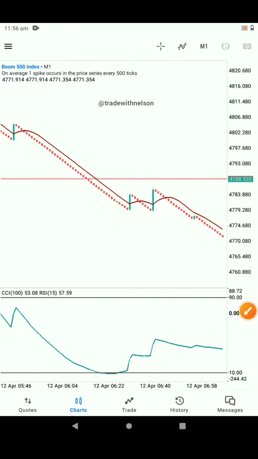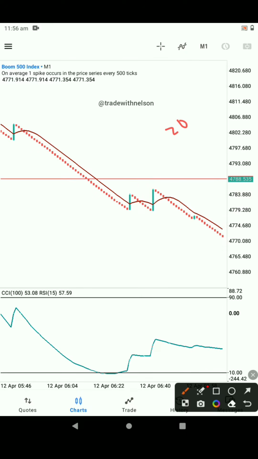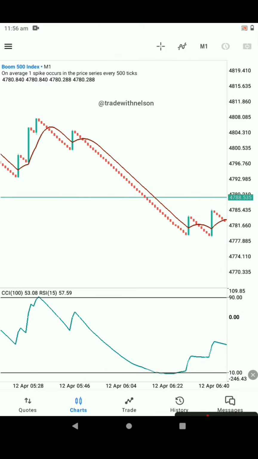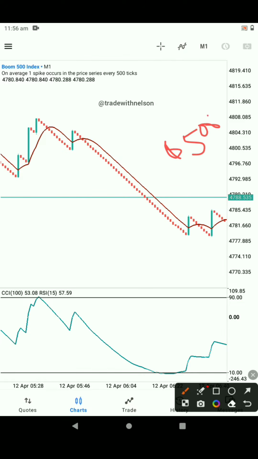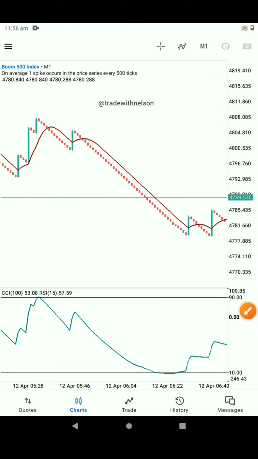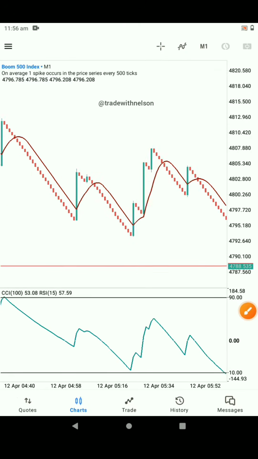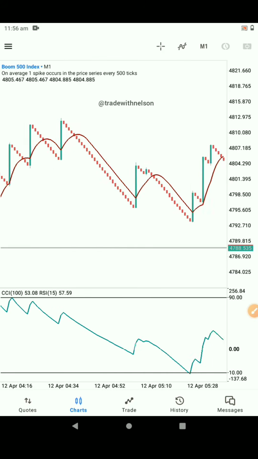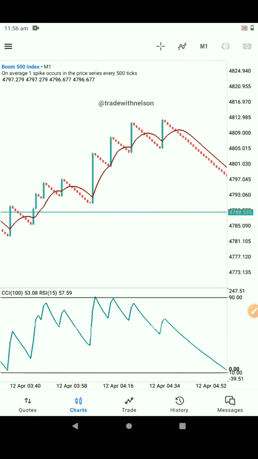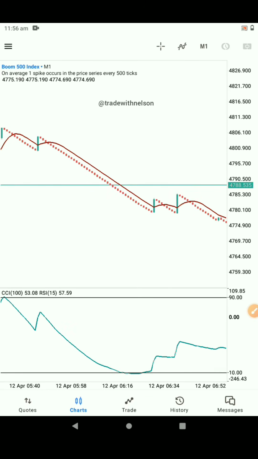But if you have a small account, let's say a $20 account, $10 account, you can use this Boom and Crash 500 market to make $10 to $15 daily. But if you have a larger amount of money, let's say $100, $200, you can apply this strategy to all other Boom and Crash, 600, 900, 300, 1000. So it works in all Boom and Crash. And if you take your time to study it, you will see that it is rewarding.